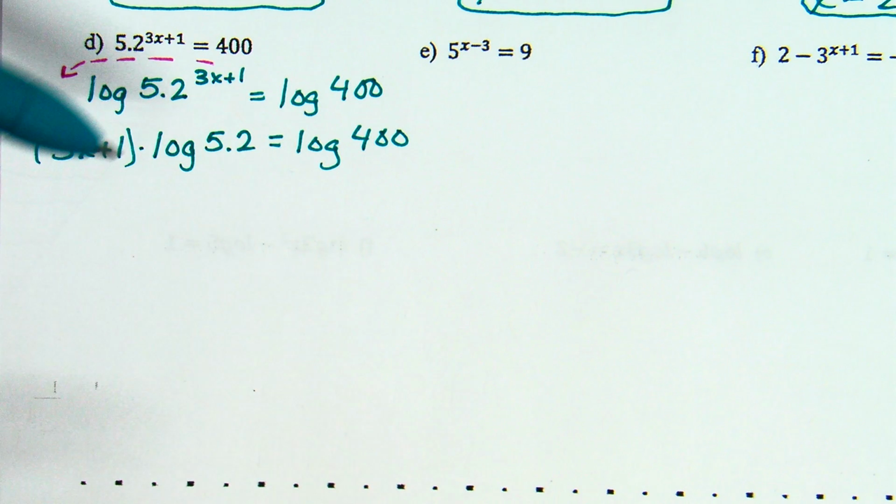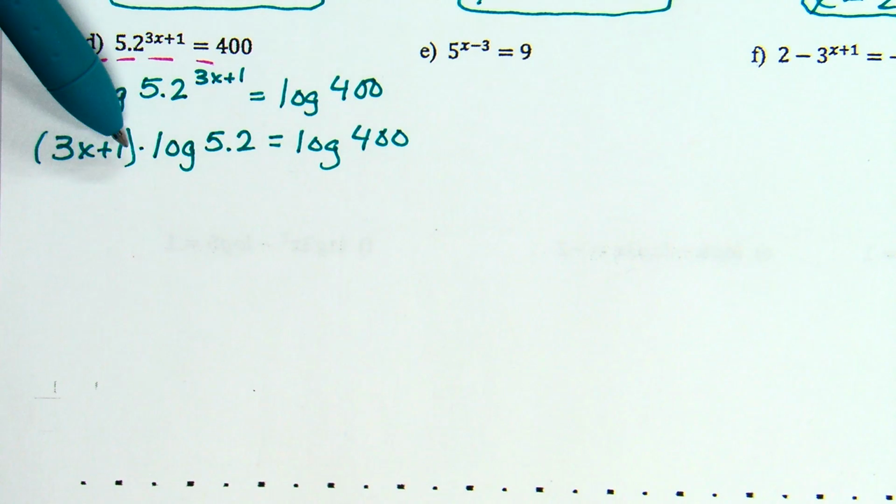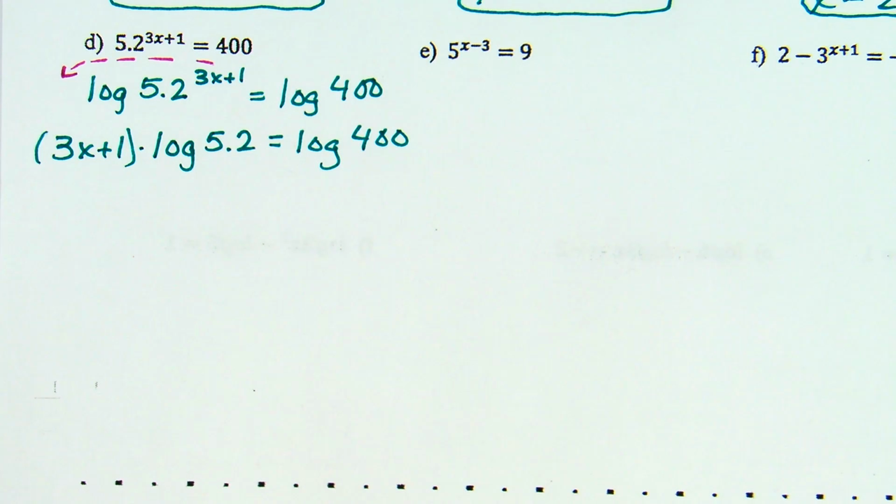You could distribute. So we could distribute and make this 3x log of 5.2 plus 1 times log of 5.2, which is still log of 5.2. So that 1 is still there in that sense. So you can make it 3x log of 5.2 plus log of 5.2. And then you could take solving steps from there. Subtract the log of 5.2 over, and then you'll have to divide by 3 and log 5.2. And it's not a bad way to go. I just debate which way to go, which way you guys will like better. Did you have another thought? What could we divide by at this point?